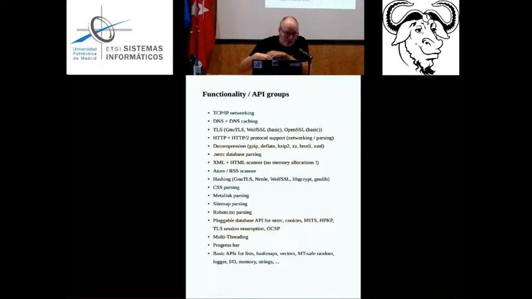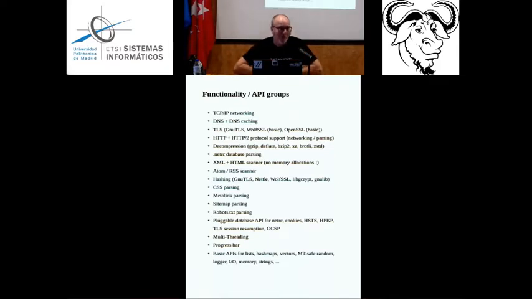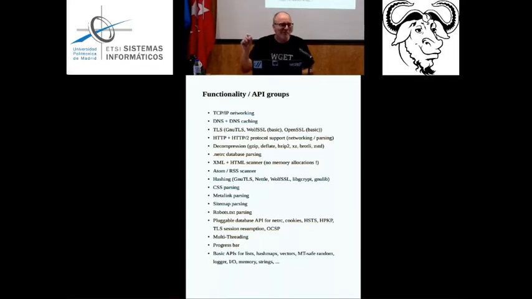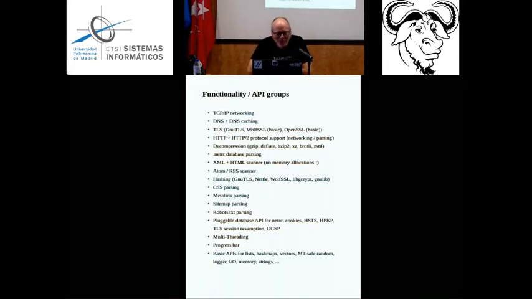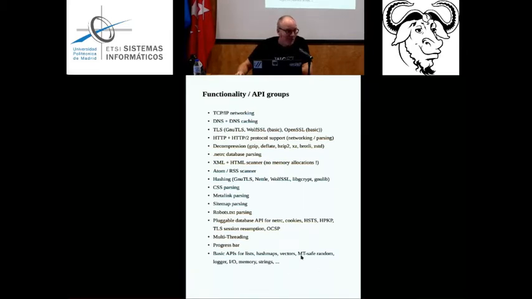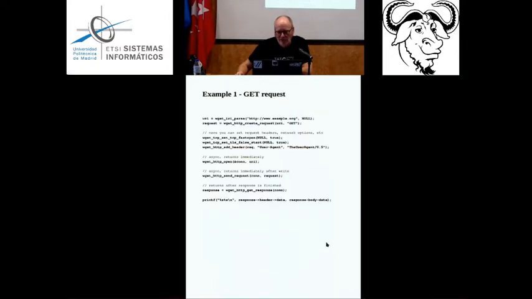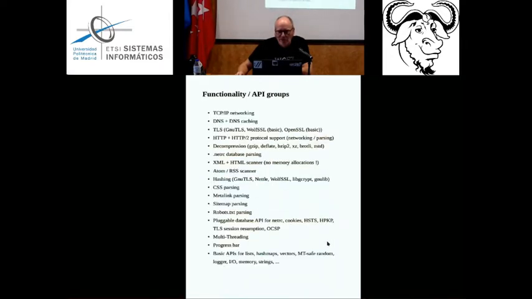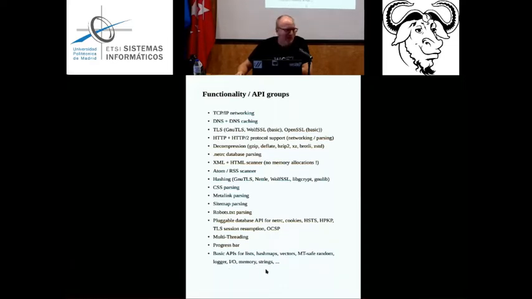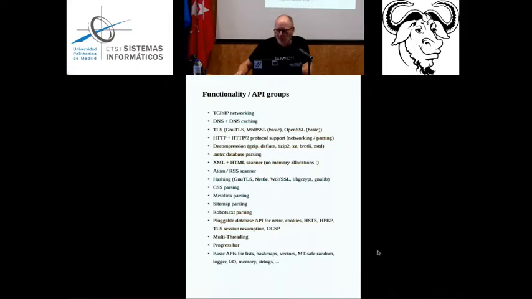We even have an API for our progress bar, so you can have a multi-line progress bar. Whenever you need to do something that takes a little bit longer, you can just use it for displaying. Then we have a lot of basic APIs for lists, hash maps, vectors, even multi-thread safe random. Well, we have loggers, we have functions for I/O, memory, strings. You can use it, you don't have to.